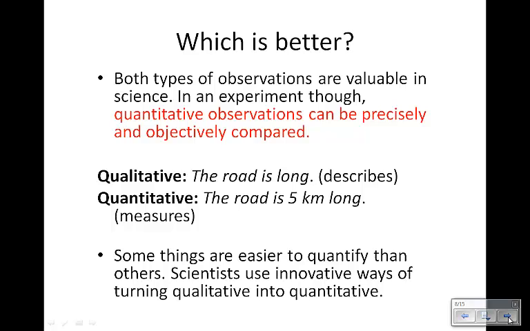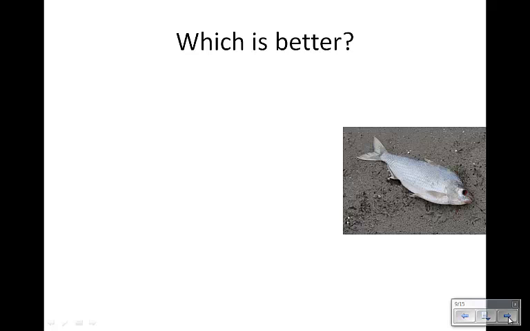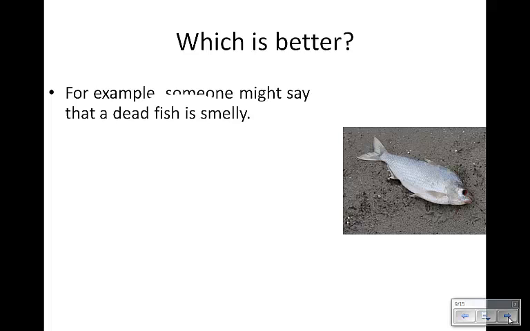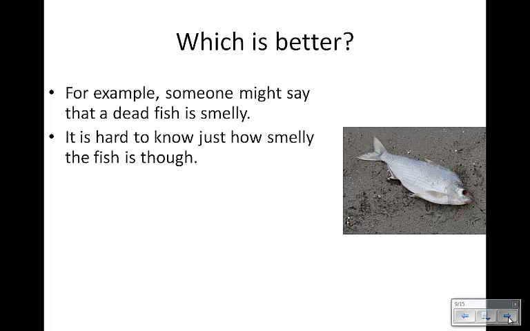Some things are easier to quantify than others, so scientists have come up with some innovative ways of turning qualitative observations into quantitative observations. I'm going to use this dead fish as an example. Suppose we were studying this dead fish and someone said, hey, that dead fish is smelly. But if you're going to compare it to a different fish, smelly might mean different things to different people, so it's difficult to know exactly what smelly means in this context.